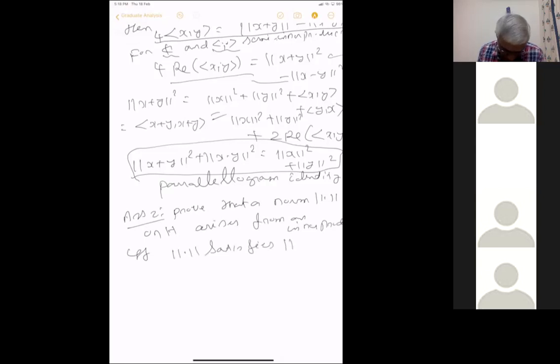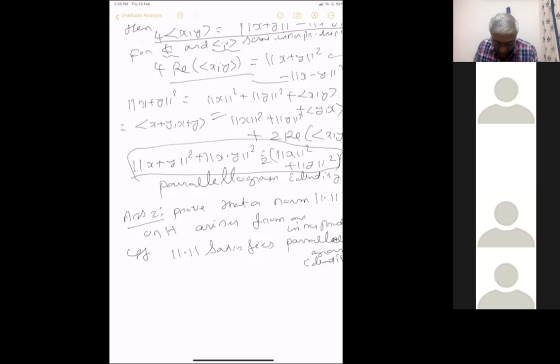Sir, in the parallelogram identity, should there be a 2 on the right hand side? Yes. There should be a 2. There should be some simpler way of writing the parallelogram identity. We may not write it again, so it's okay.